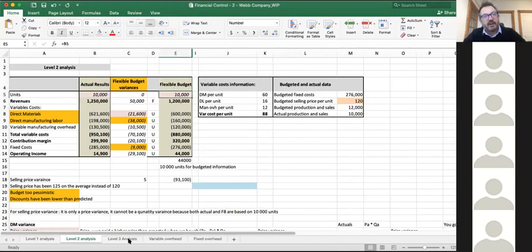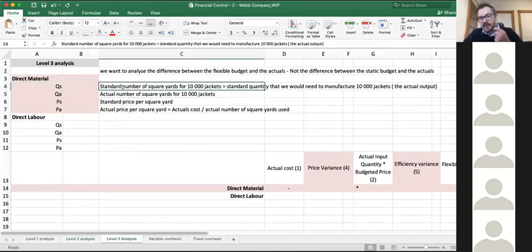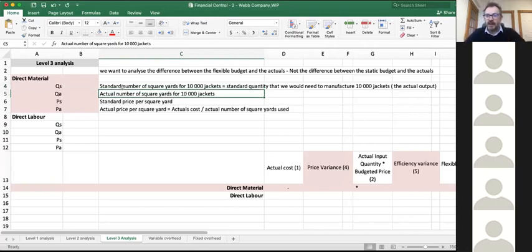Okay, so even if we are talking about the standard quantity, this is a standard quantity to be able to manufacture 10,000 jackets. So what is the standard number of square yards that we would need if we manufacture 10,000 jackets, so we can compare to the actual quantity we use? Yes. Thank you for your question, because this is really the main point.